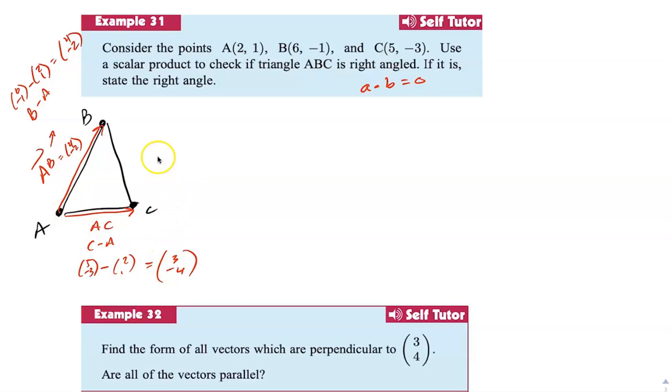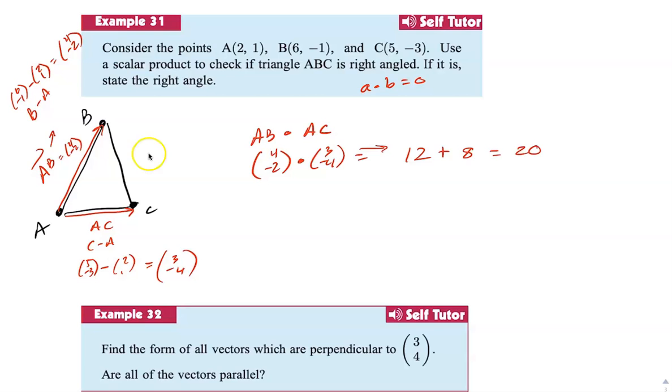I want to make sure whether this is a right angle or not, so I just do the dot product. I'm going to do AB dot AC. So we're going to dot 4, -2 with 3, -4. And remember, all we do is multiply corresponding parts. So I get 12 plus, multiplying on the bottom, 8, and I get 20. So that's not the right angle.